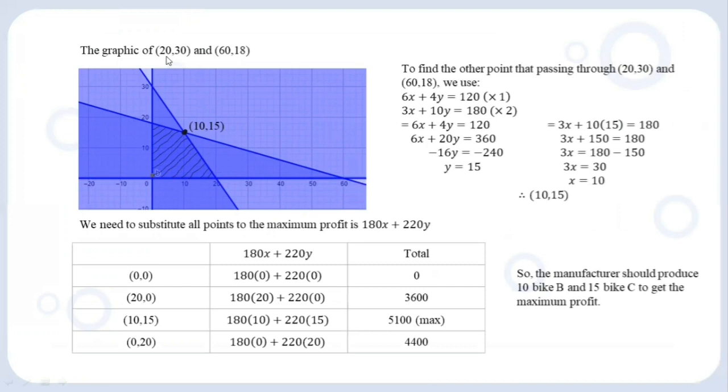We can see there is a region that satisfies both lines in here. To find that, we should use elimination and substitution, so we can get 10 and 15 as the point. The next step is to substitute all points that appear in this region into the profit function, and the result is the manufacturer should produce 10 of bike B and 15 of bike C to get their maximum profit.